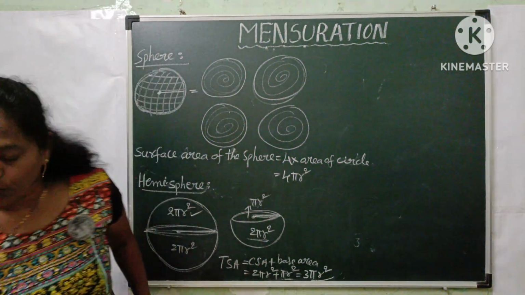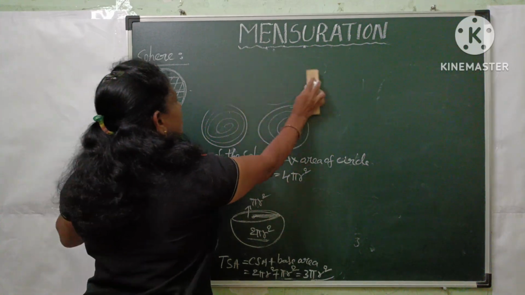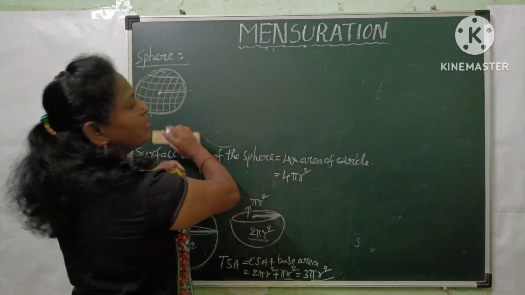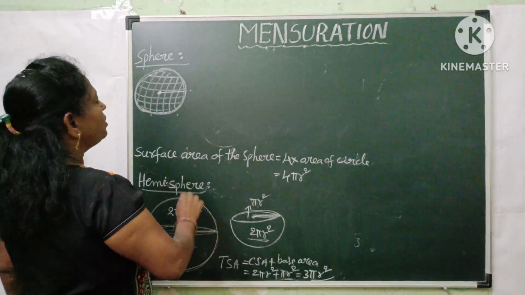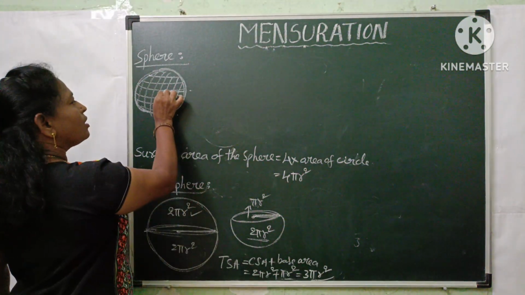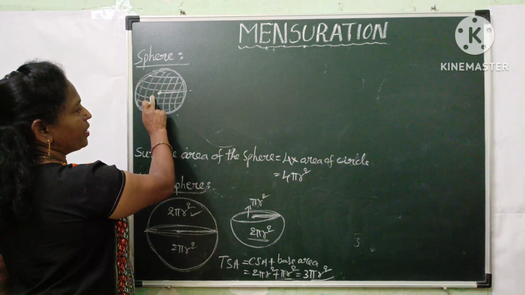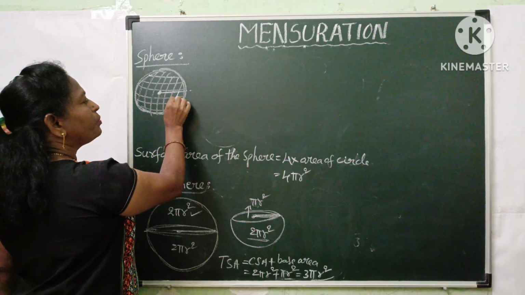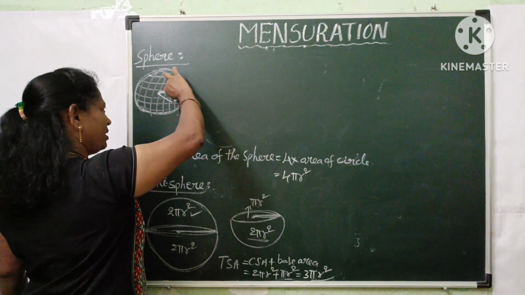And next, here, this is the sphere. Yes or no? Now we have to discuss the volume of the sphere. For the volume of the sphere, we have to form, in this sphere, pyramids.